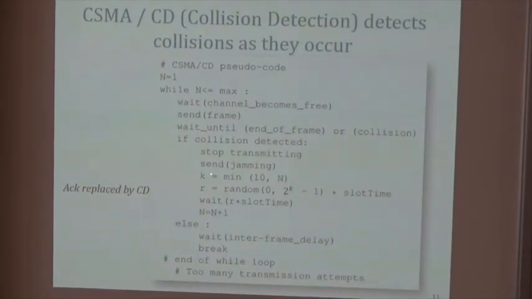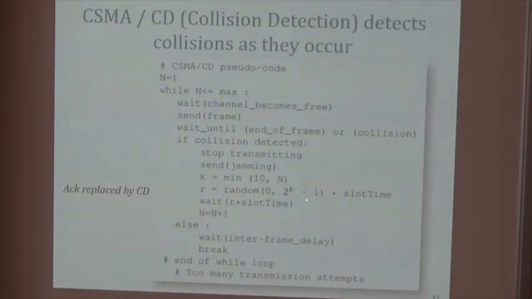And then you will wait for a random time. Now this random time is given here explicitly. It is equal to the slot time, which is an upper bound on the round trip propagation time, multiplied by a number between 0 and 1 at the first attempt.